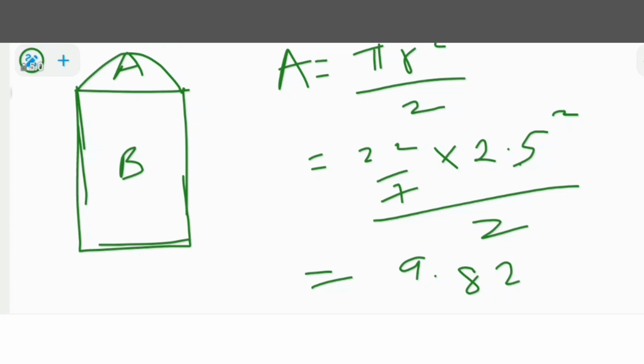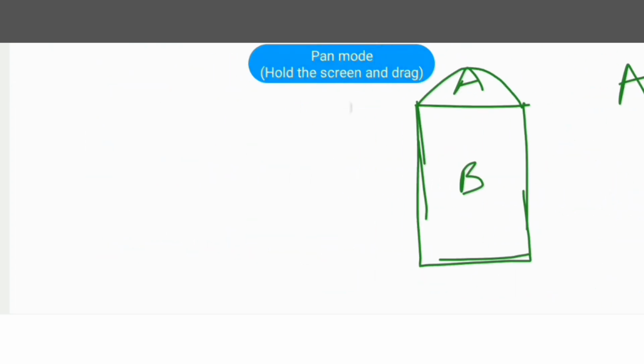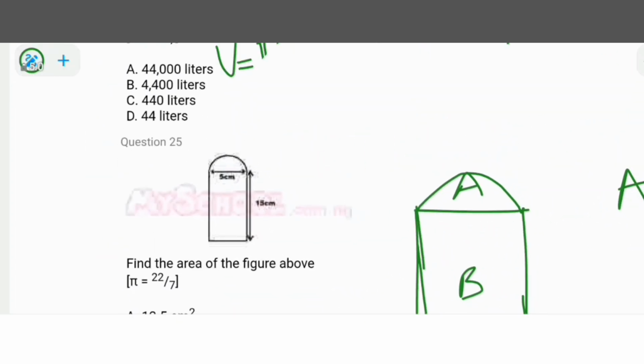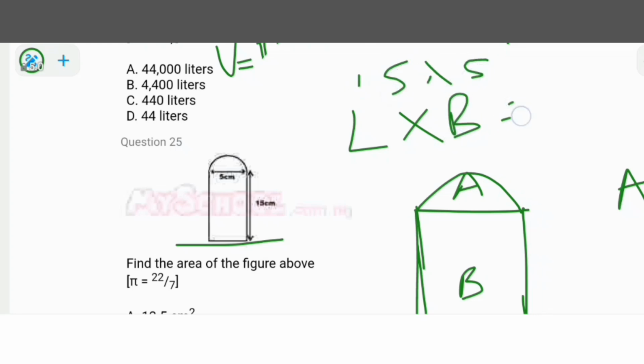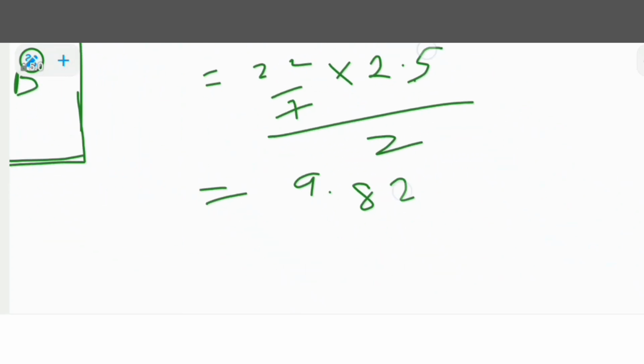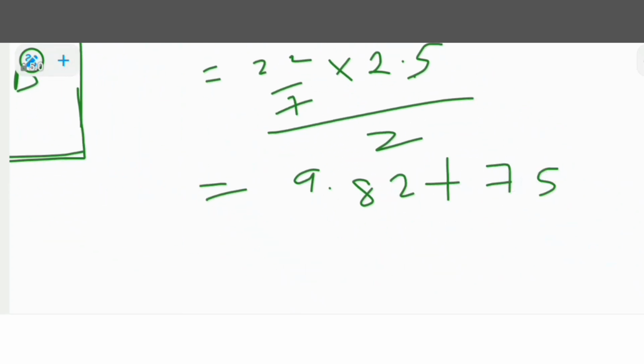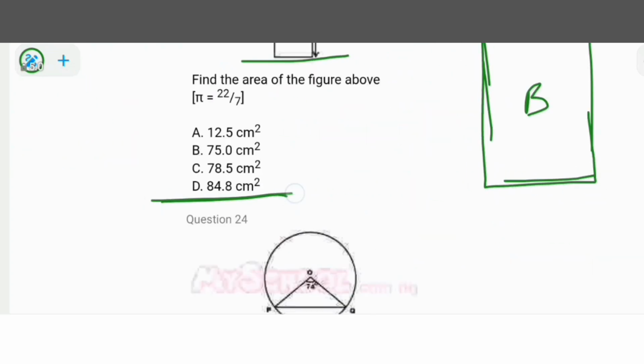Then the next part is to get the area of the rectangular part. So if you check that, you see from here that the rectangular part has a length of 15 and the width is 5. So length times breadth will give you 15 times 5, which is 75. So the area of the rectangular part is 75. So the whole area of the whole shape, you just add them together. So you just add 75 to this. That will be the area of A and B. So plus 75 to this, 84.82. So that will be the area of the whole shape altogether. So that will be 84.8, which is the final answer.